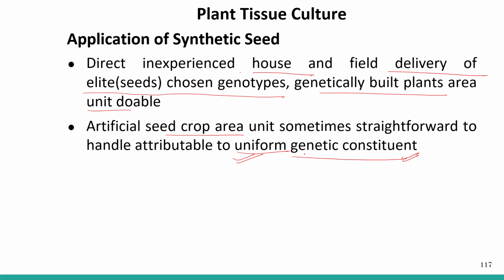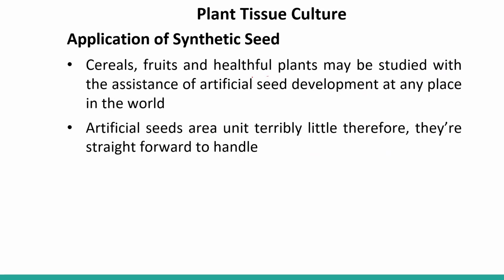They have been formed from somatic cells, right? So their genetic constituent is uniform. Cereals, fruits, and medicinal plants may be studied with the help of artificial seed development at any place in the world. Artificial seeds are very small, therefore they are easy to handle. It is easy to handle also.